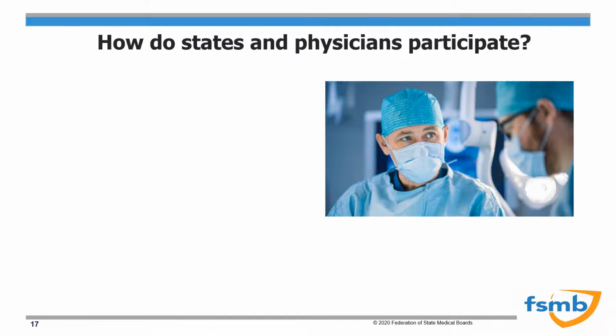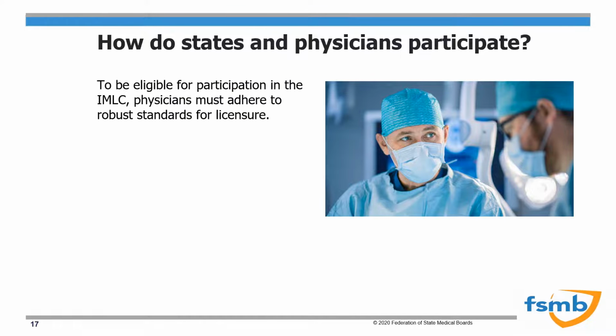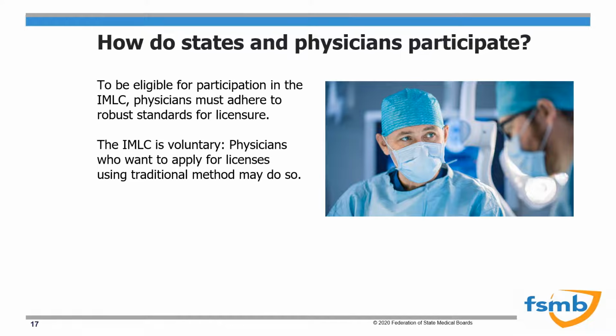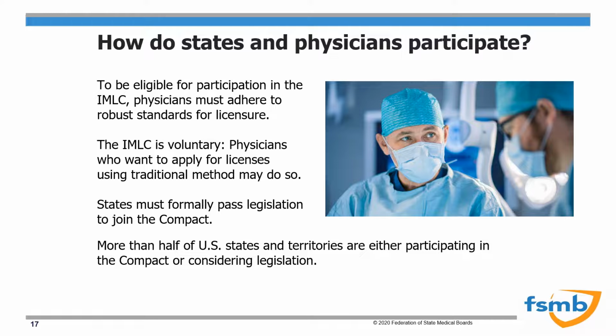To be eligible for licensure by utilizing the compact, physicians must adhere to a variety of robust licensing requirements. The compact is voluntary for both states and physicians. Those who cannot or do not want to participate in the compact's expedited licensing process are still able to seek multiple licenses. They simply apply directly to those states or territories in which they want to practice. In order for a state to join the Interstate Medical Licensure Compact, the state legislature must enact the compact into state law. Since 2015, more than half of the states in the nation have either introduced or enacted legislation for the compact.